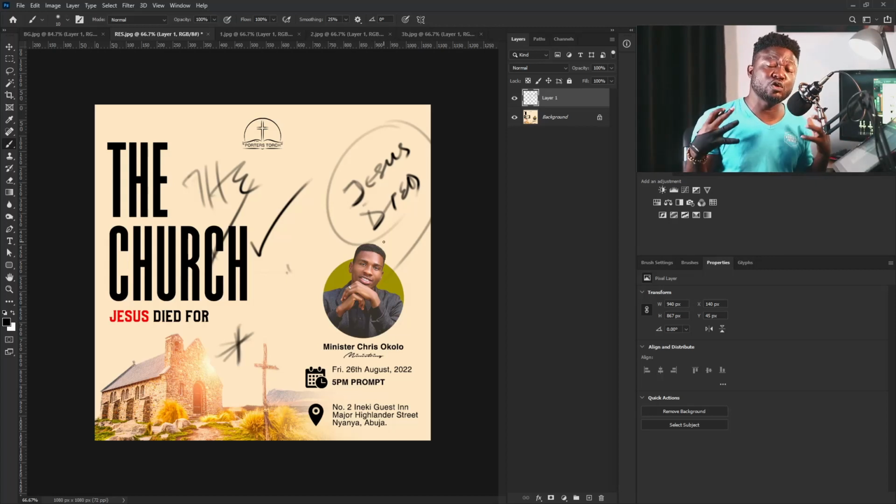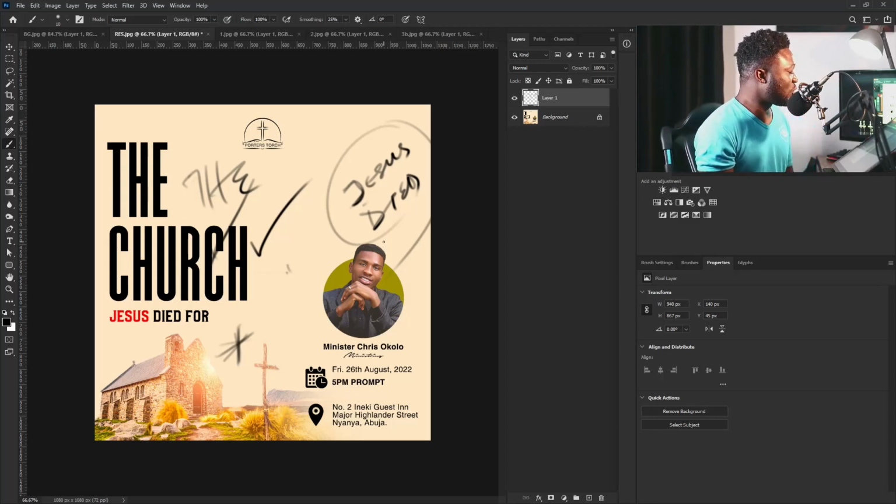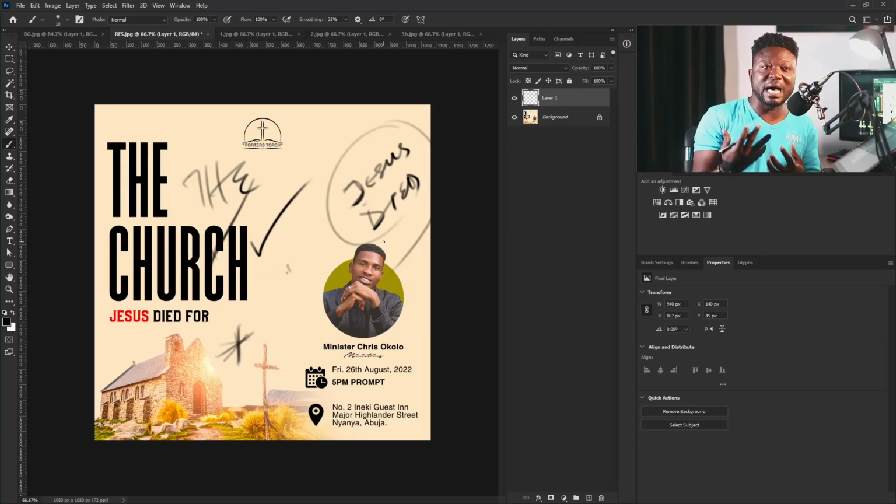All right? And that's how you're supposed to think whenever you're working on design projects. I know some other creatives will want to start looking for the picture of Jesus and put it on the project. Well, that may still work. All right? But the surprising part is not repeating the same illustration on your project.